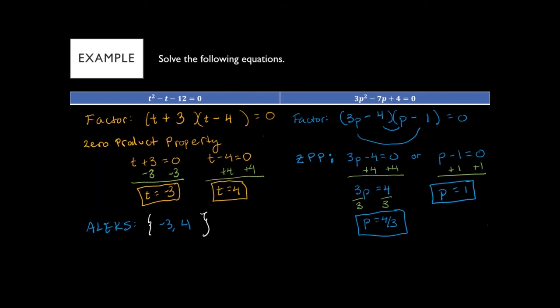And the order that you put these in ALEKS doesn't matter. So they'll accept the 4/3 and then the 1, or the 1 comma the 4/3. It is smart enough to determine that. Be careful that you don't put p equals when you enter it in, because it will mark it wrong because it's expecting just the numbers. So just as an FYI, when you're doing your homework, it's not expecting equations, it's expecting just the numbers.